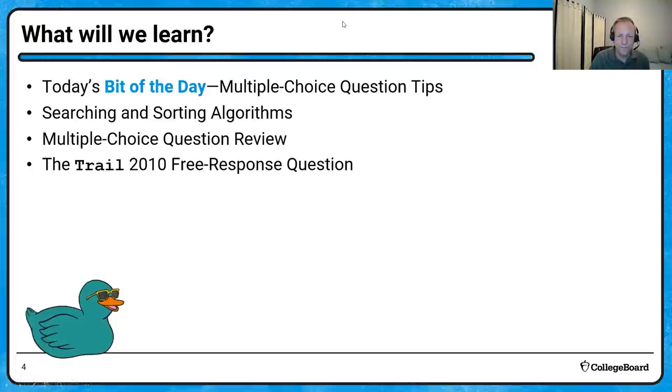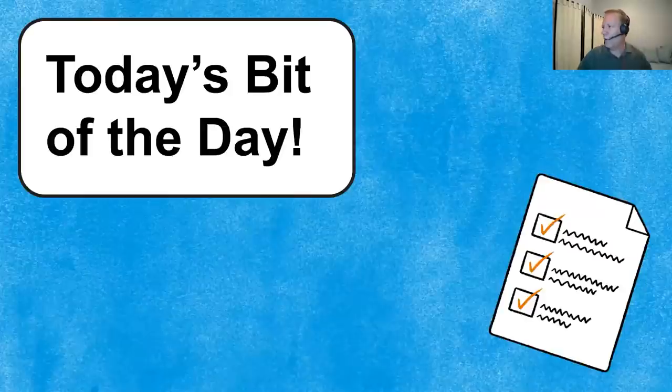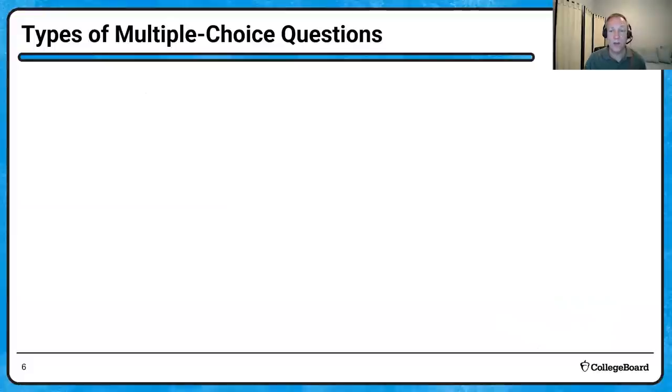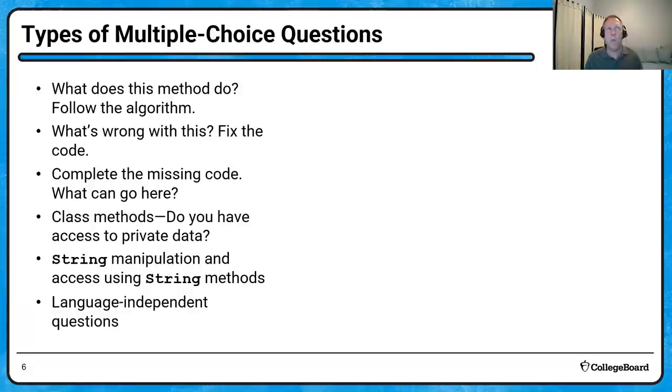Let's do it. Okay, so here we go with today's bit of the day. We are going to talk about the types of multiple choice questions and some hints when taking the AP exam, specifically the multiple choice questions. So let's talk about the types of multiple choice questions first. We've been looking at a whole bunch of different questions, and if you'll notice, we've been covering a lot of different skills. We've been talking about the different types of questions that you'll see on the exam themselves.